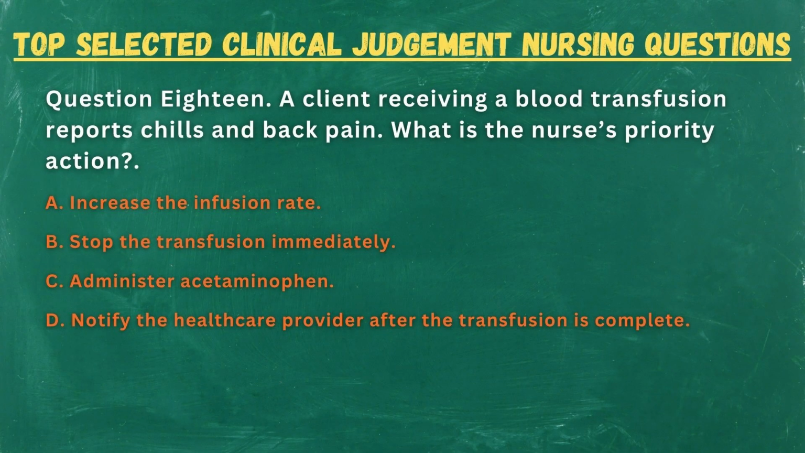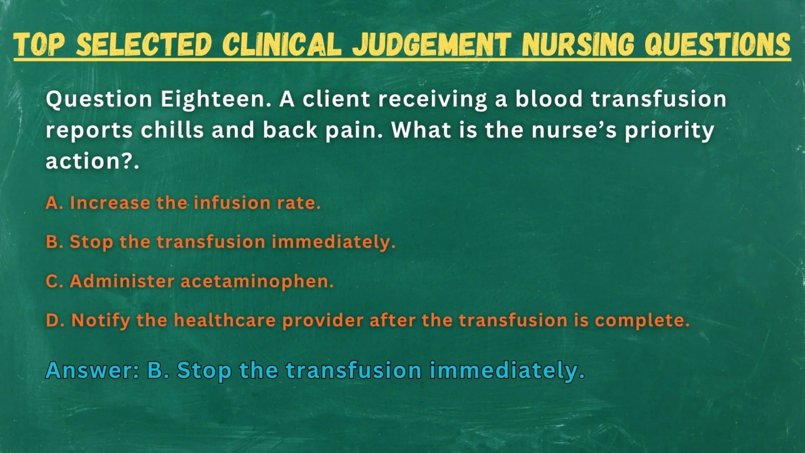Question 18. A client receiving a blood transfusion reports chills and back pain. What is the nurse's priority action? A. Increase the infusion rate. B. Stop the transfusion immediately. C. Administer acetaminophen. D. Notify the healthcare provider after the transfusion is complete. Answer. B. Stop the transfusion immediately.